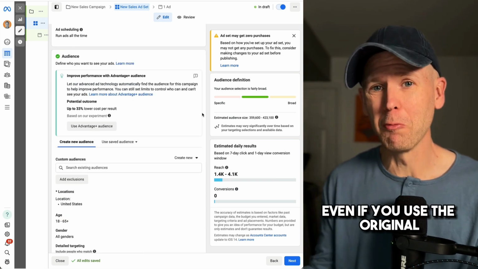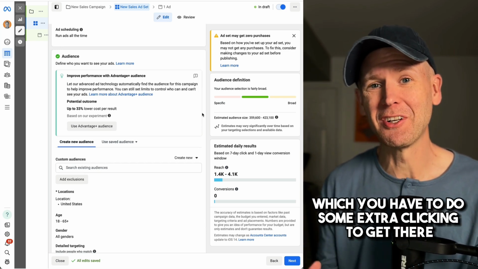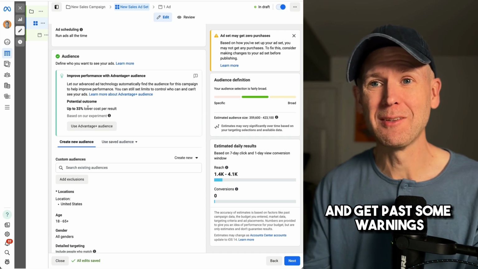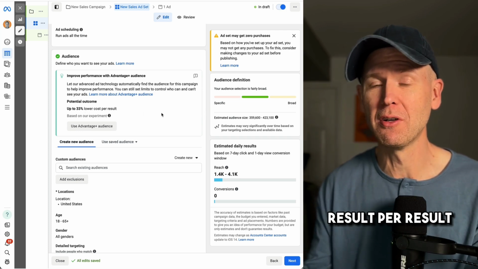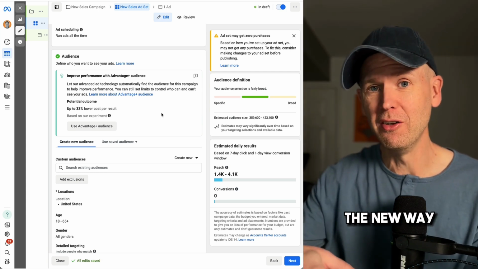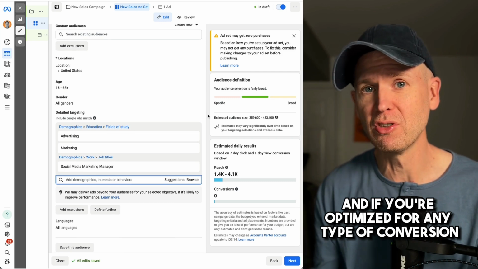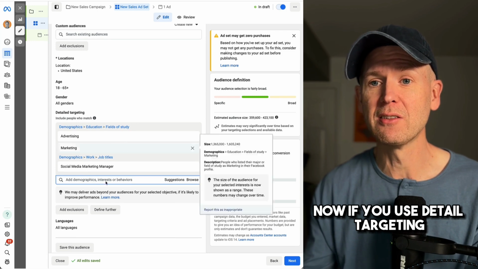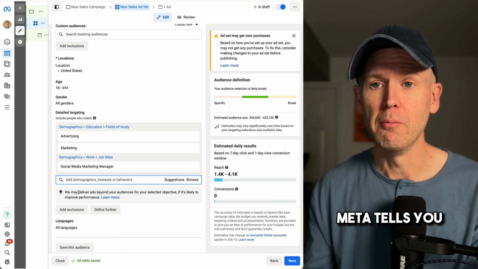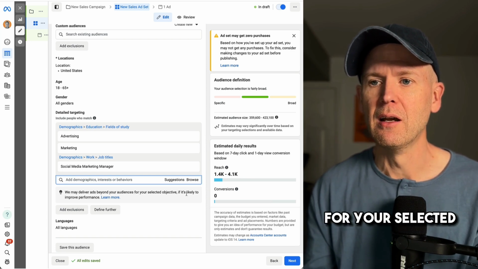Even if you use the original audience options, which you have to do some extra clicking to get there and get past some warnings where Meta's going to tell you could get up to 33% lower cost per result if you used the new way. But even if you use the old way, and if you're optimizing for any type of conversion or even a link click or landing page view now, if you use detailed targeting, Meta tells you we may deliver ads beyond your audiences for your selected objective.